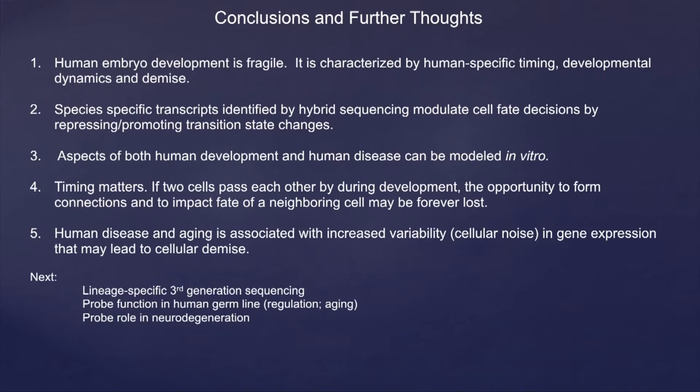And so finally, this is a little bit of a leap of faith, number 5, but I'm suggesting that human disease and aging might be associated with increased variability, cellular noise, in gene expression that may lead to cell demise. And this may be regulated in a species-specific manner. So what would I do next? What we want to know is, are there lineage-specific, retrovirally derived, long non-coding RNAs that are fundamentally important for cell fate decisions in humans? The evidence suggests there are.